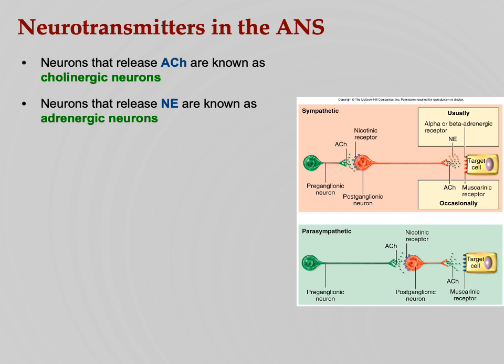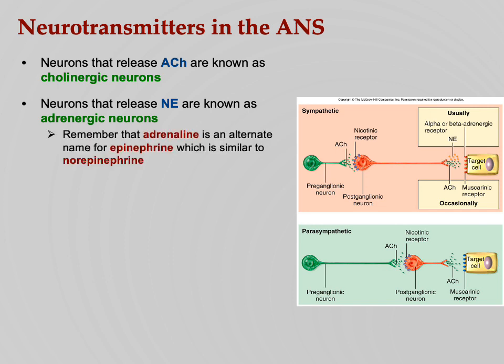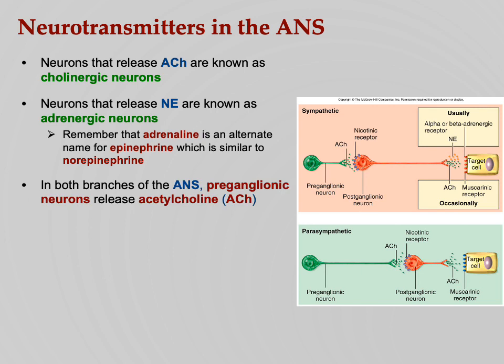So adrenergic neurons are neurons that release adrenaline, or noradrenaline, or norepinephrine, which are all basically the same thing. So just get that in your head right now. Sometimes I see students mix these up, and there's no reason to do this. It's so easy. Acetylcholine, cholinergic. Adrenergic is for adrenaline, which is essentially the same as norepinephrine. Adrenaline, alternate name for epinephrine, similar to norepinephrine.